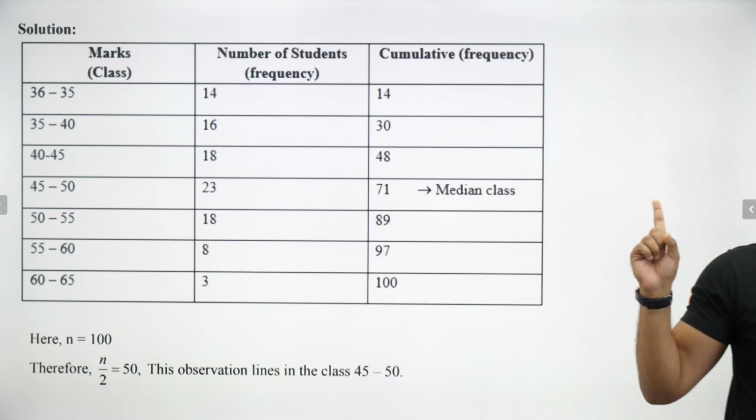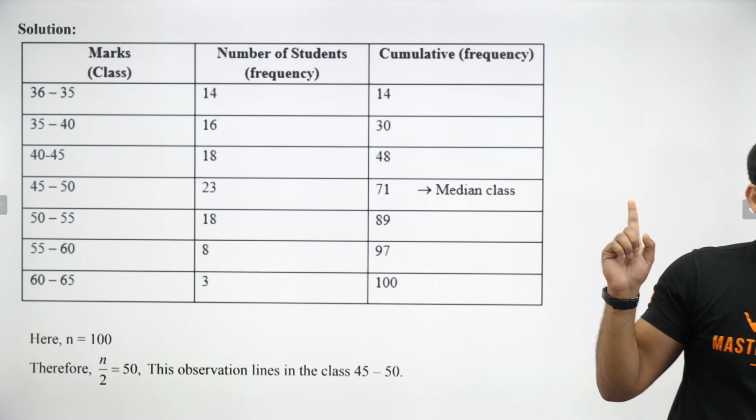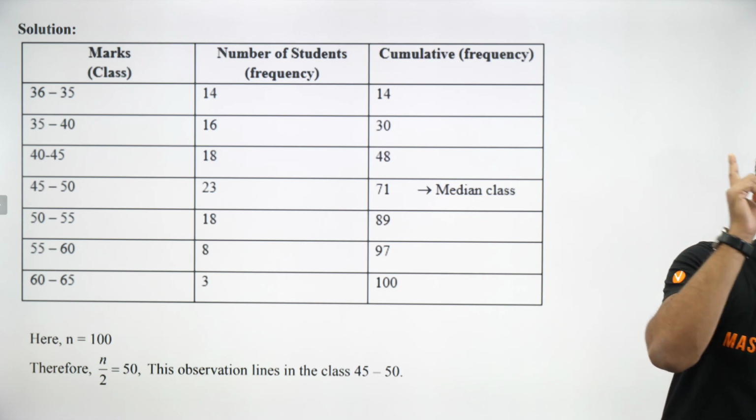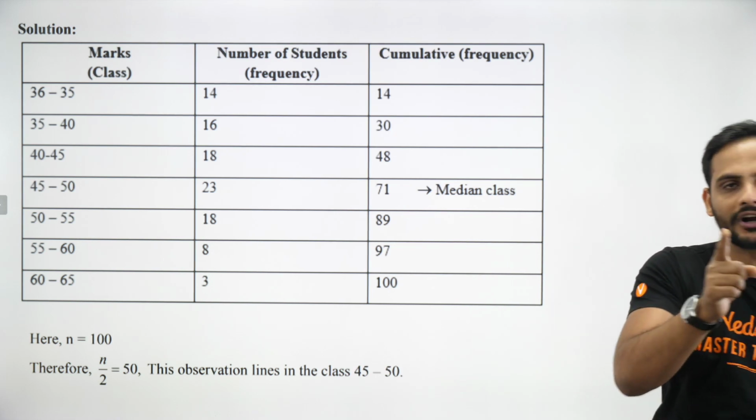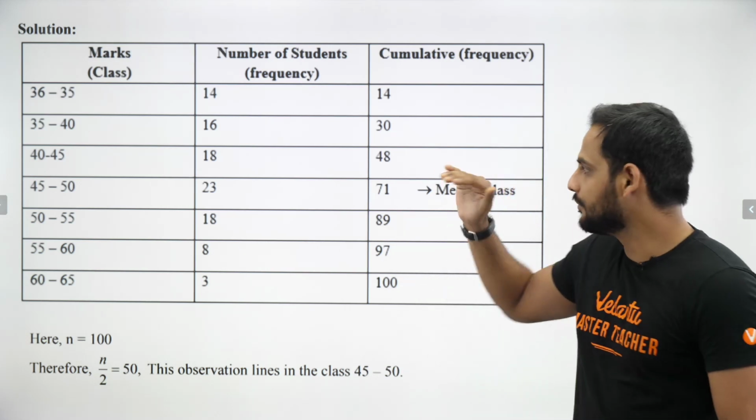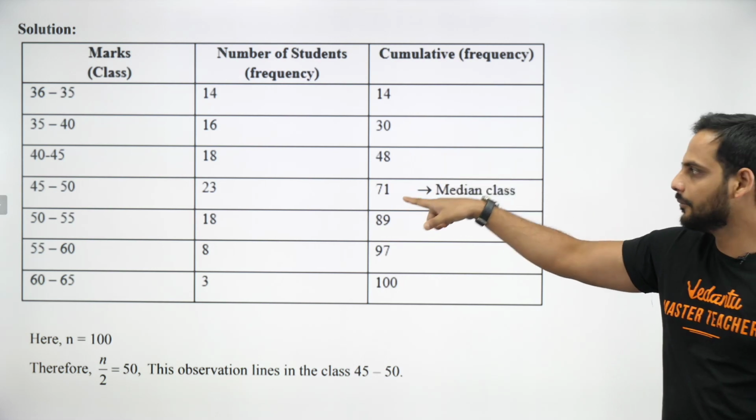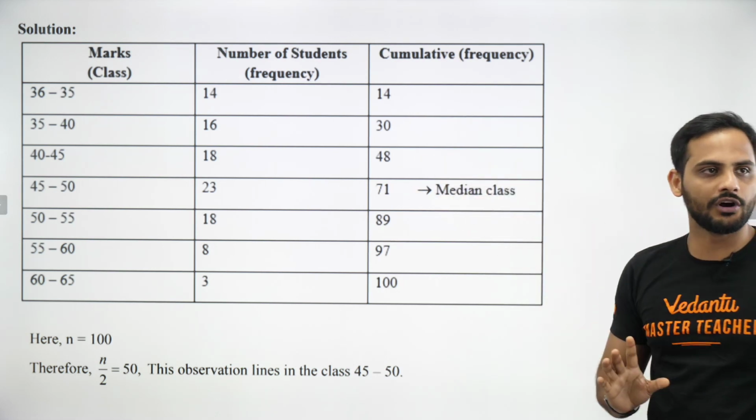Tell me the value of CF, beta. In the median formula, what is the value of CF? Very good. CF is equal to 48. Remember, in the formula for median, CF stands for the cumulative frequency of the previous class. Many students take 71 and the whole question goes wrong.